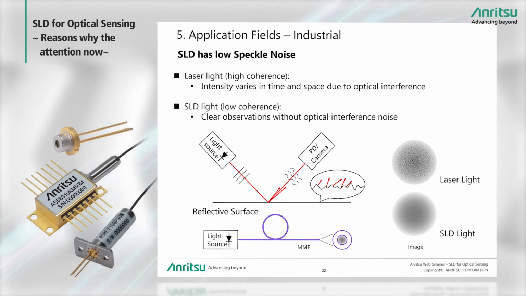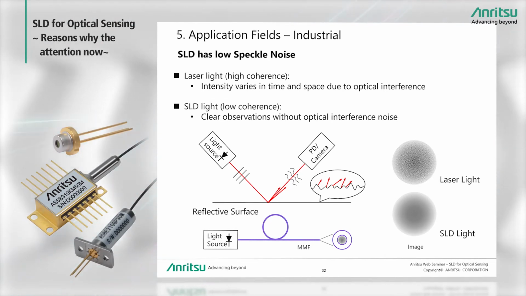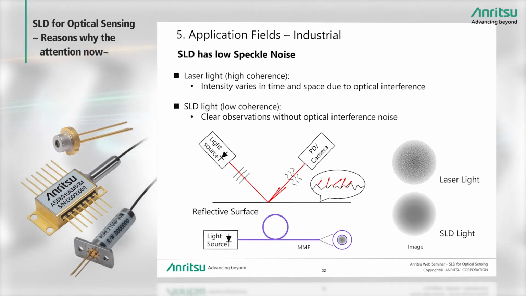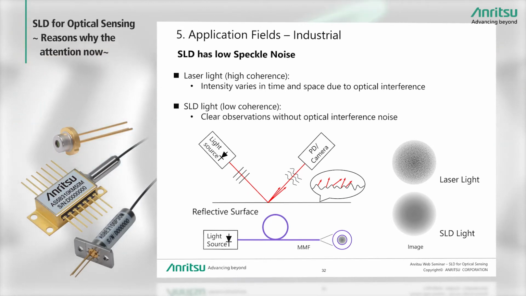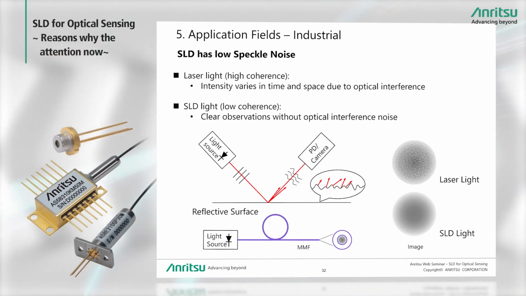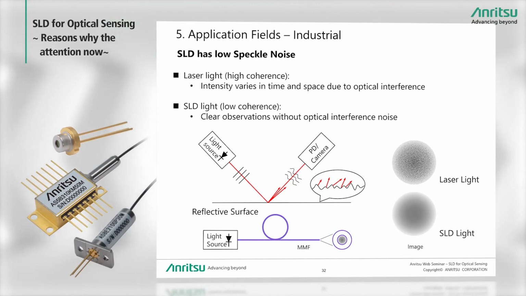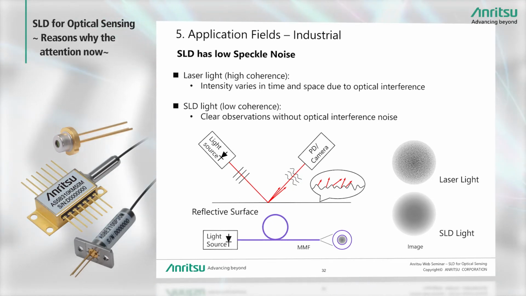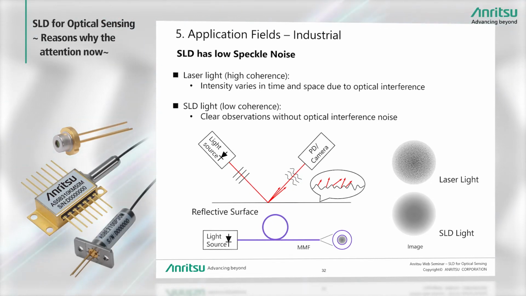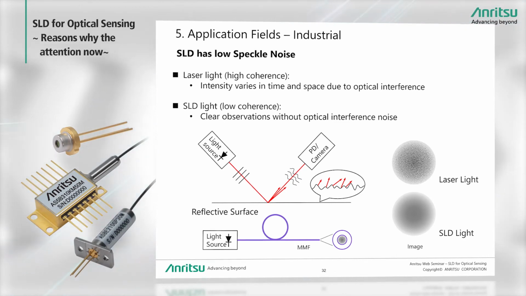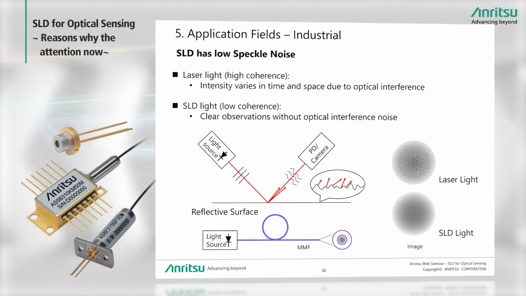When considering light reflected from the cantilever of the atomic force microscope described on the previous slide, the reflective surface in the top diagram of this slide is the back face of the cantilever, and light reflected from the surface has very little speckle noise, which is an advantage of using an SLD as the light source.